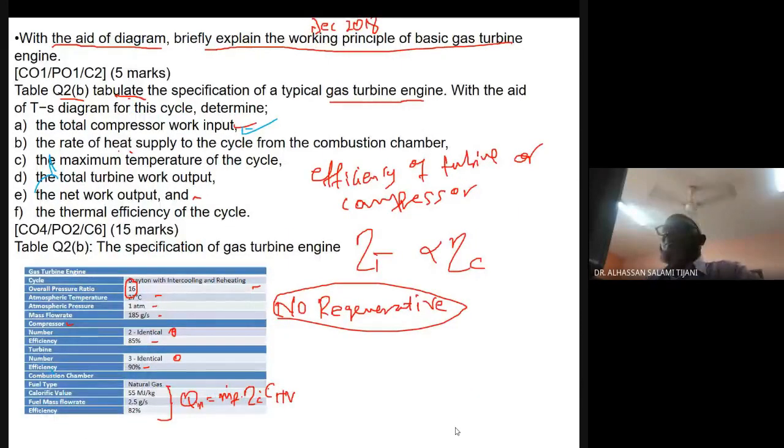Yes, so last time we were discussing this question before we left. It was incomplete. We were supposed to determine the temperature at the exit, the maximum temperature in the cycle. Then the compressor work input we have determined already. Then the rate of heat supply to the cycle from the combustion chamber. So we are at the B part.